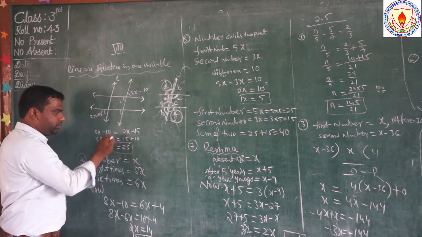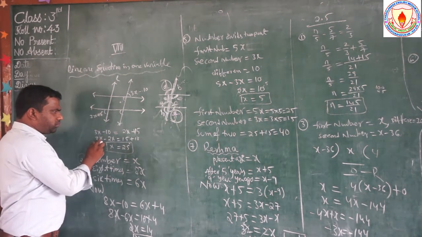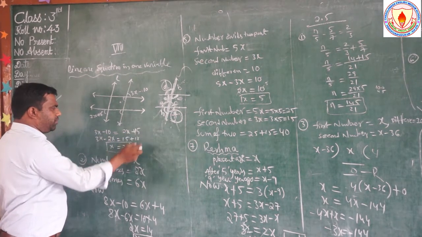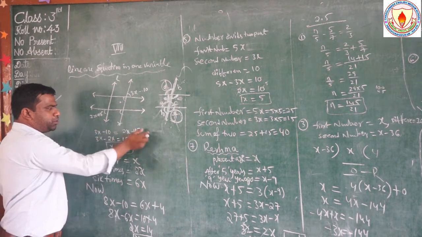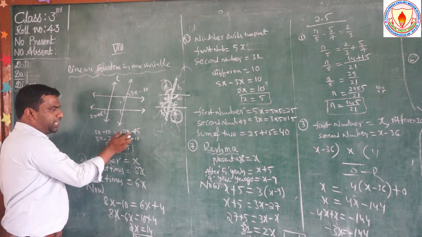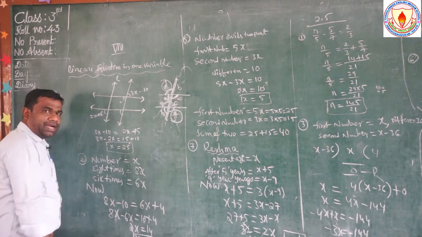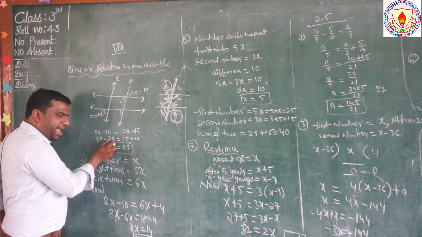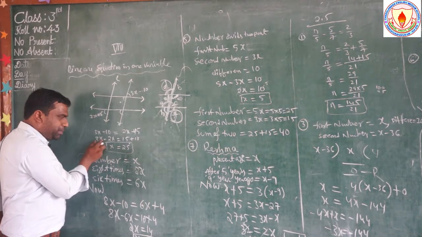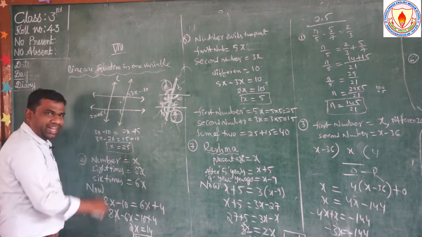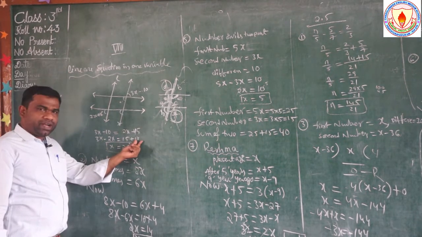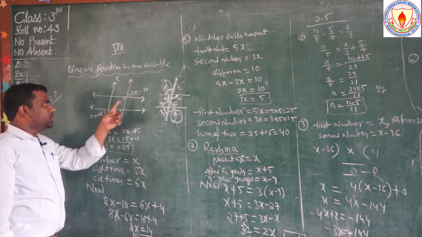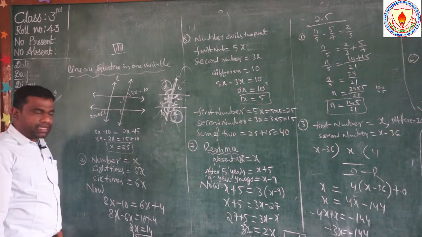Equal symbol, and 3x minus 10, 2x plus 15. Here minus 10, transposing to the right hand side, plus 10. Here plus 2x, transposing to the left hand side, minus 2x. Next, 3 apples minus 2 apples, 1 apple. Nothing but 3x minus 2x, 1x. So 15 plus 10, 25. So x is equal to 25. Where you have to substitute the x value, definitely you will get the angle.